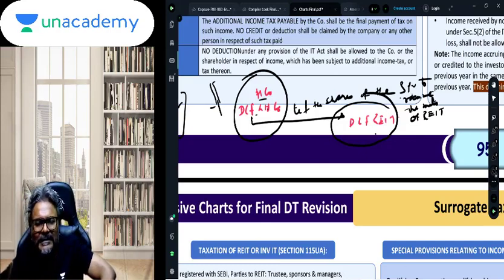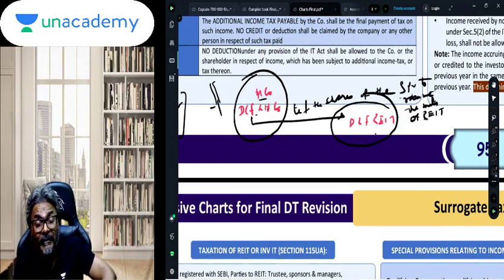Now, the fact that it is taxable in the hands of the unit holder, there is one case where even the dividend income which is received by the unit holder via the REIT is exempt in the hands of the unit holder. Which is that particular case where this dividend income is also exempt? I'm using the word also, because it is not taxable in the hands of the REIT.